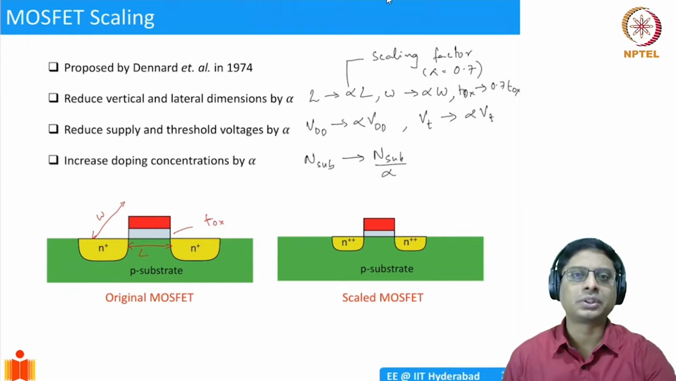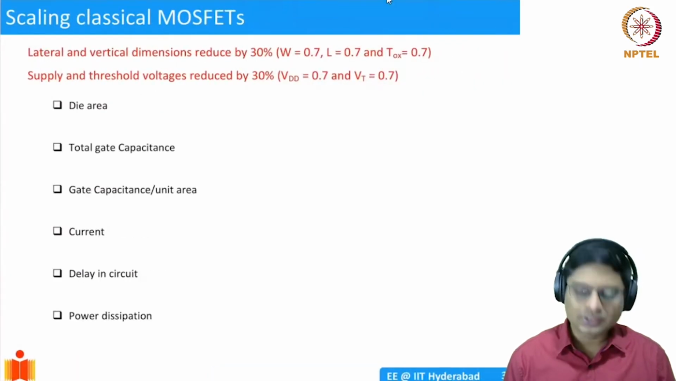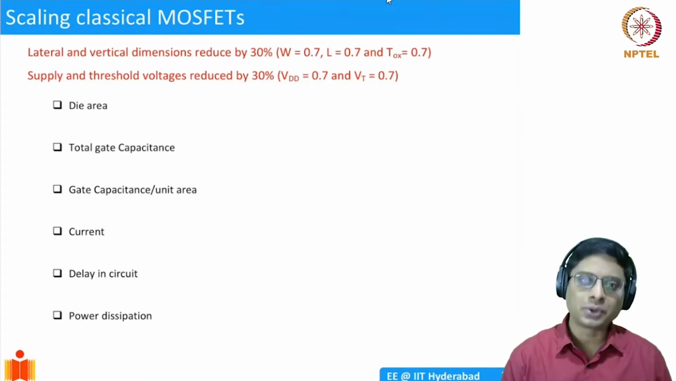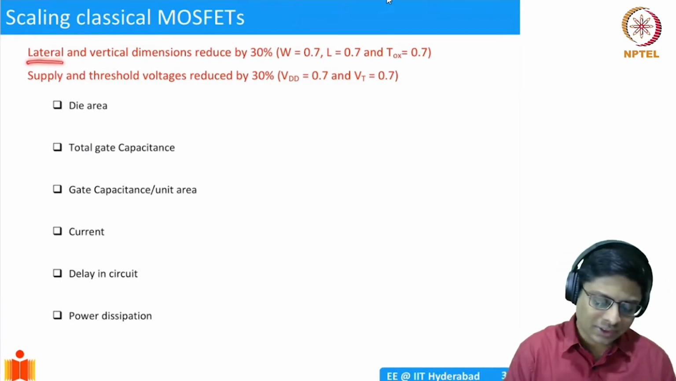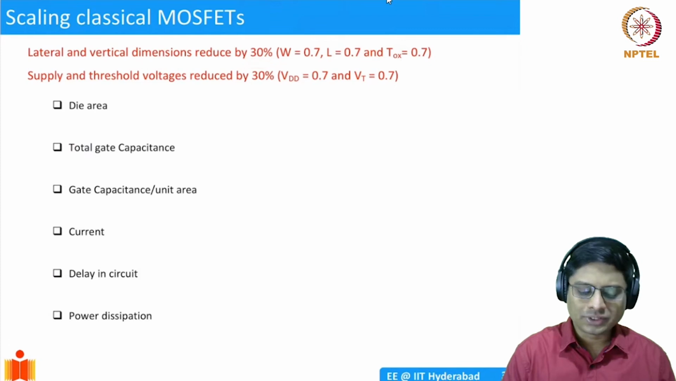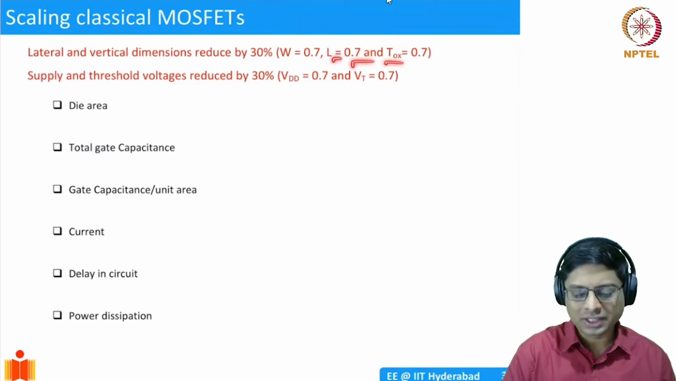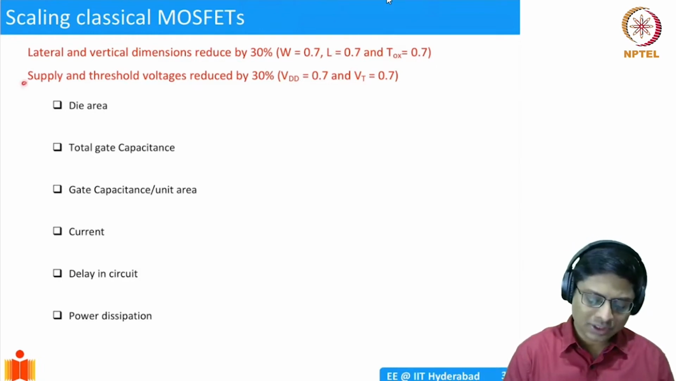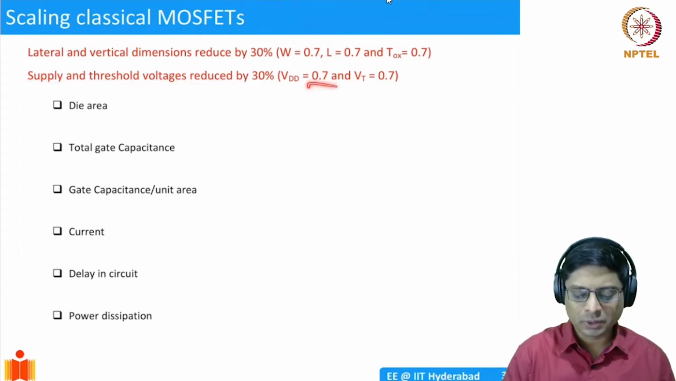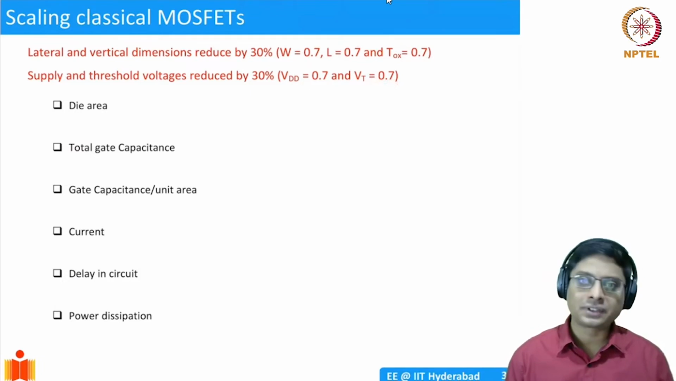So what? Why should this matter to us? Well, it matters to us because we'll see that this scaling will actually improve performance. Okay. To show you that, I will go step by step and compute some parameters here. So to start with, I'm assuming that the lateral dimensions and the vertical dimensions are reduced by 30%. That means, let's say initially W was 1, I'll make it 0.7. L was 1, I'll make it 0.7. Tox was 1, I'll make it 0.7. Okay. It's just shrunk by 30%. Similarly, the voltages are scaled by the same 30%. So we have VDD of 0.7 and VT of 0.7. Okay. So now we want to see what happens to these parameters after scaling.